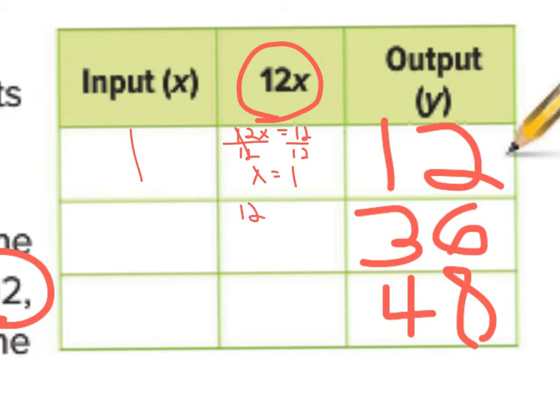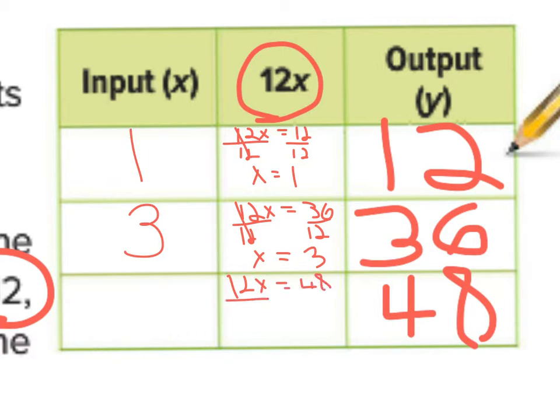Again, 12x equals 36, where we divide both sides by 12 again, because each hour is 12 miles, right? We divide that and we get 3. Over here, she wrote for 3 hours. And then finally, 12x equals 48. Divide both sides by 12. And x equals 4. 48 divided by 12 is 4.